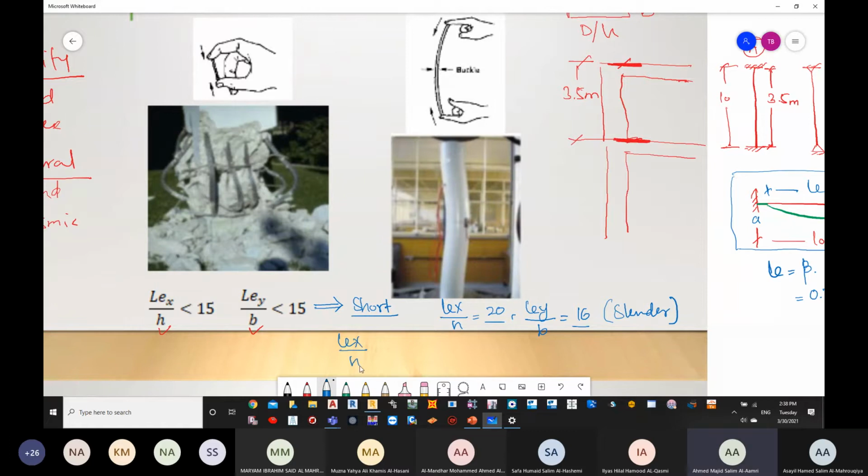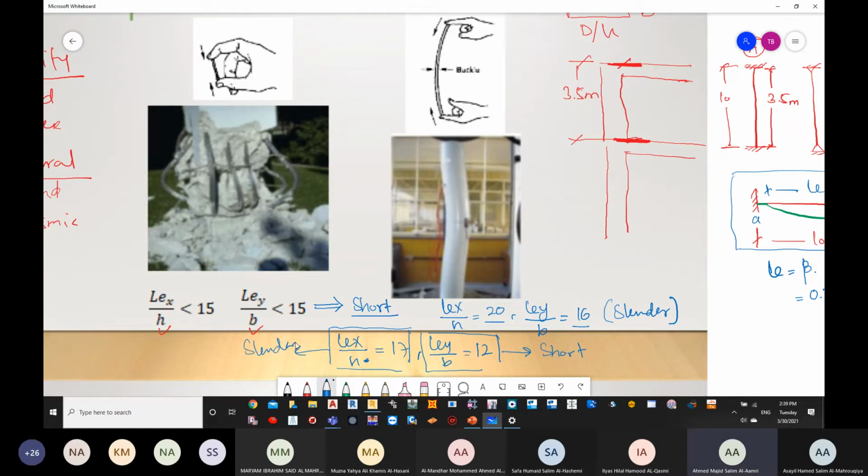If I have LEX over H equal to, for example, 17, and LEY over B equal to 12, you will see one of the ratios is more than 15, and one of the ratios is lesser than 15. The direction of the column with the ratio lesser than 15 should be designed as short. The direction with the ratio more than 15 should be designed as slender.